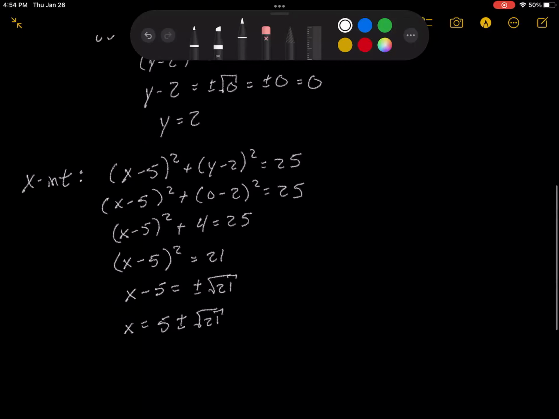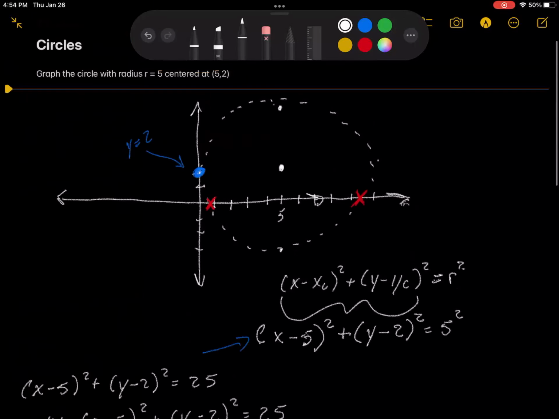So back up to this picture. This x-intercept right there is 5 plus the square root of 21, and the other is 5 minus the square root of 21.